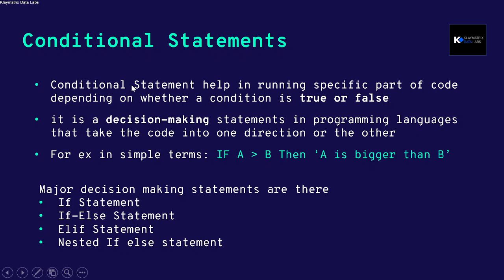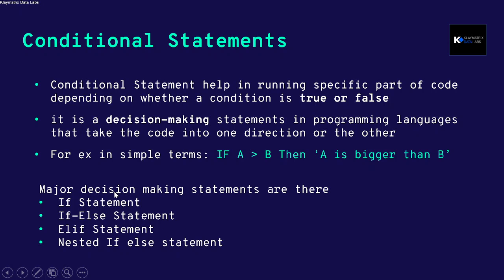Conditional statements actually help in running a specific part of a code depending on whether a condition is true or false. It's a decision making statement. In programming languages, it takes the code in one direction or another. Let's say, in very simple terms, if we write an expression like if a greater than b, then a is bigger than b. So this is something like an if condition. The exact syntax in Python is different, but this is how you can understand the if statement in plain English.